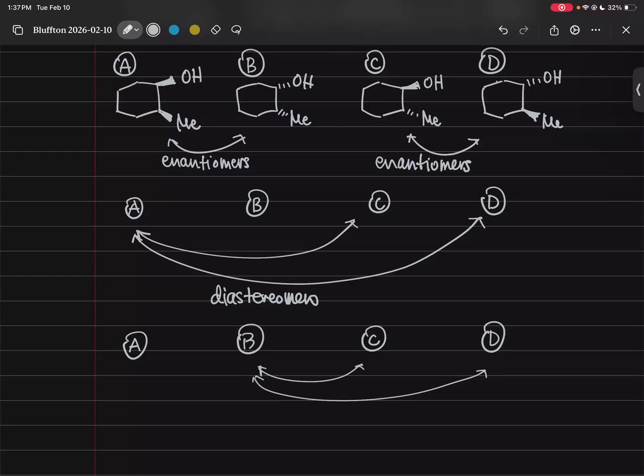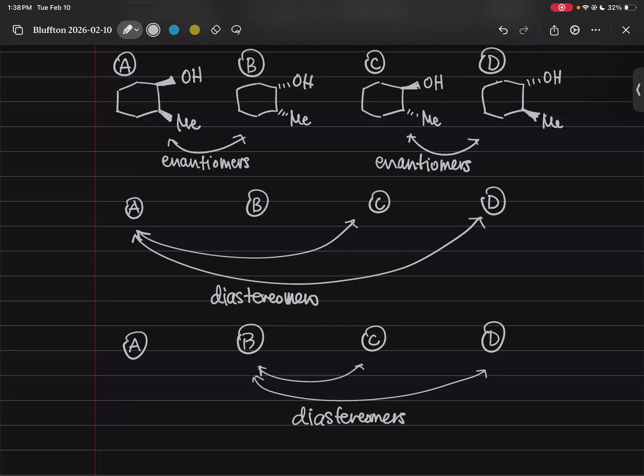Okay. So now we can look at B and its relationship to C and D. Going from B to C, hopefully this is getting boring, the methyl group is on a hash in both cases, but the OH switches. So we've switched one out of two stereocenters, some but not all. So B and C are diastereomers.